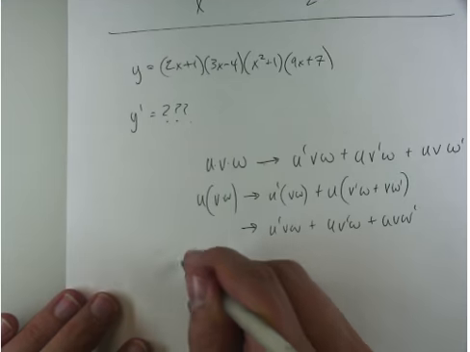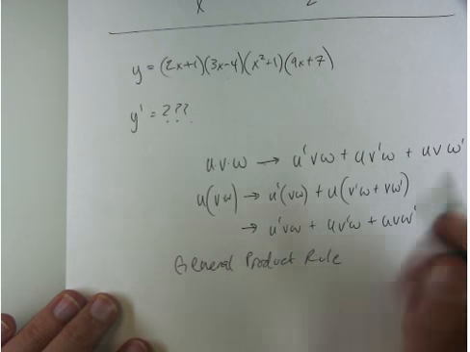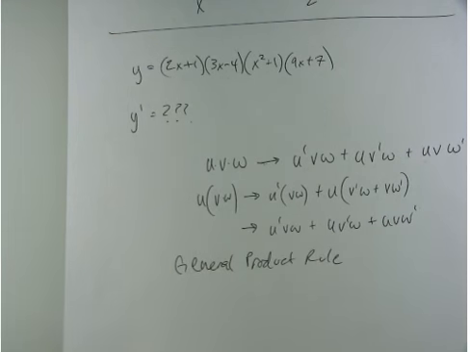This is the general product rule. So we can think about the product rule as it would apply to any old product, not just the product of two things.